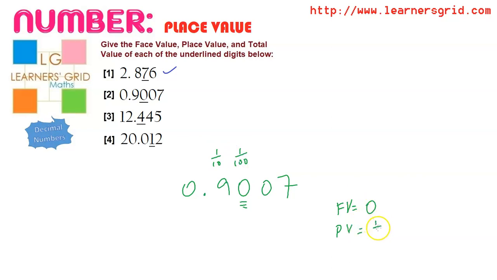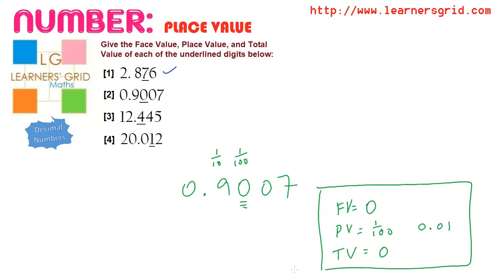So the place value is 1 over 100, or hundredths, or I can go like this. And so the total value becomes, well, it's 0. So 0 times anything is going to be 0. So those are the solutions for question number 2.